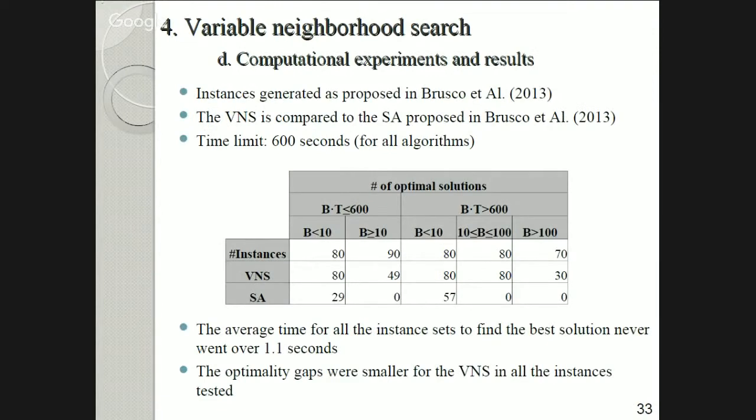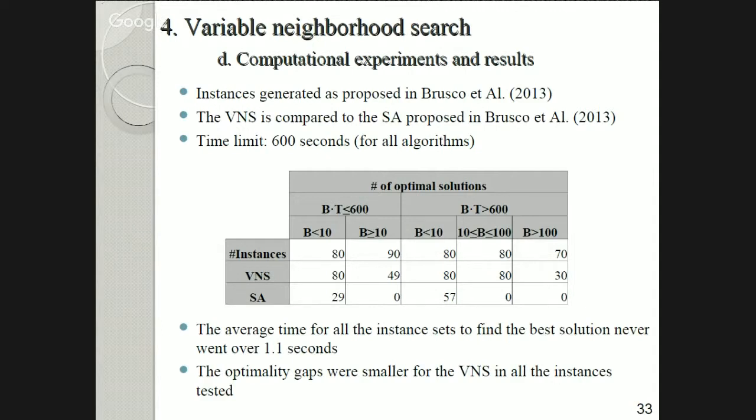And for the results, again, we use the same instances from Brusco et al. We compare with the simulated annealing procedure. And we see that in this case, we obtain very good solutions for the small instances, which was a drawback that the genetic algorithm had. And we also obtain very good solutions for the big ones, except for the very, very big ones, but that's normal, that's usual. We know the quantity of optimal solutions because we compared with a trivial lower bound.